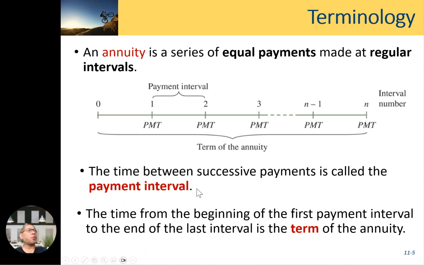The time frame between successive payments is called the payment interval. Okay, the time from the beginning, this is the payment interval, this is from 1 to 2. The term is the time from the beginning of the first payment interval to the end, which is called the term of the annuity.